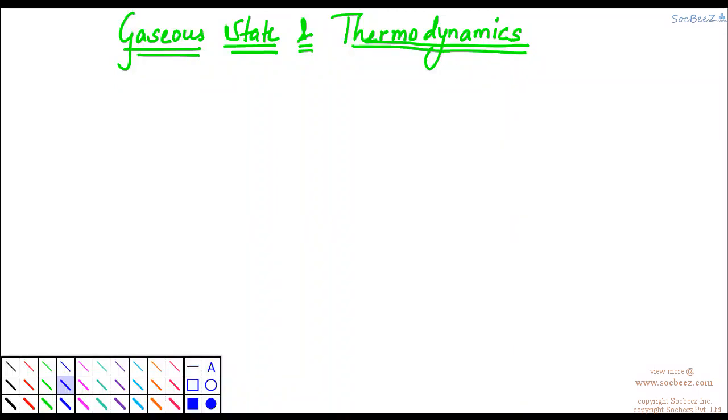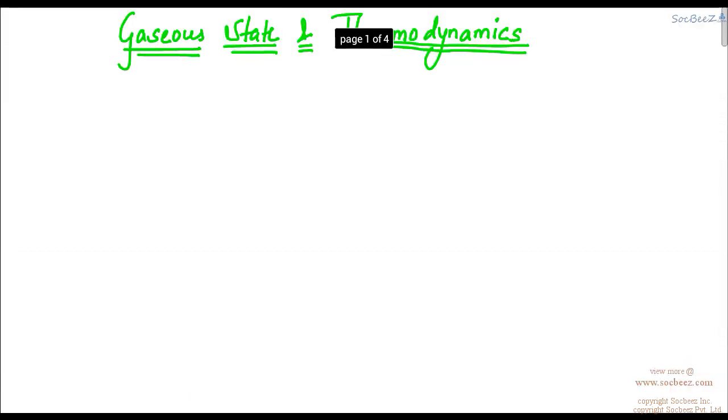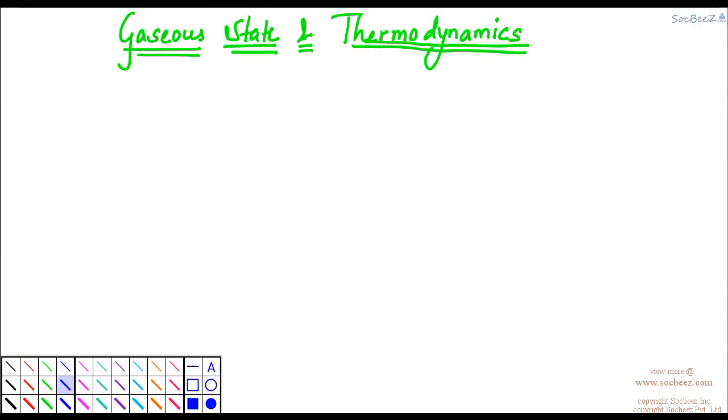Hello everyone, we'll be continuing with the chapter Gaseous State and Thermodynamics. As we have discussed in the previous lecture on the kinetic theory of gases, we have learned what ideal gases are and some examples in support of the molecular motion of the particles, or the kinetic model. We learned some proofs in favor of it, and we learned the ideal gas equation that governs the motion of the particles, or the state of gases which are ideal in nature.